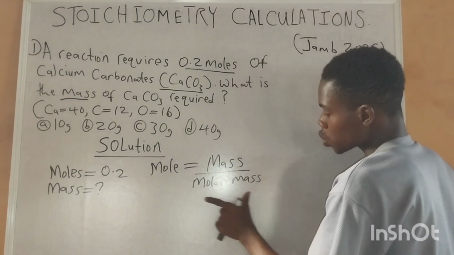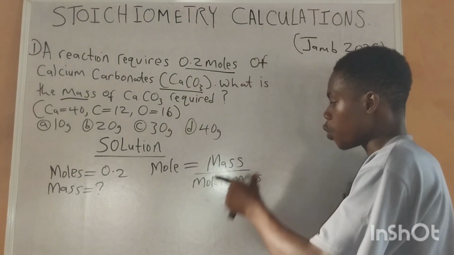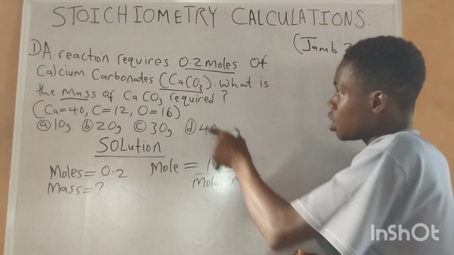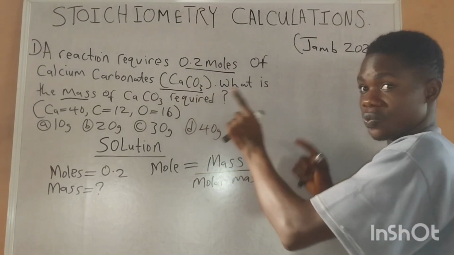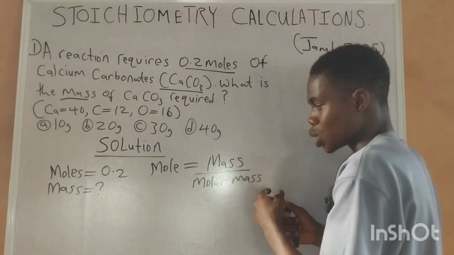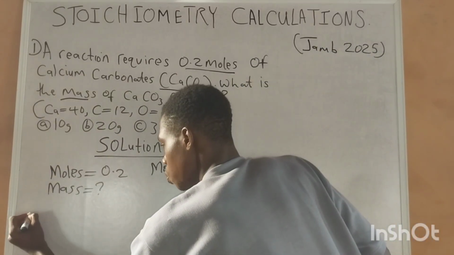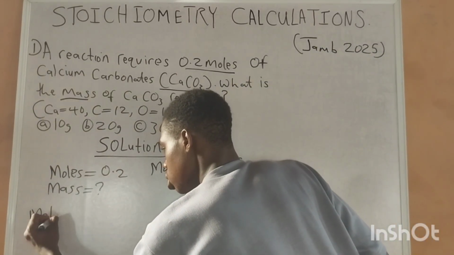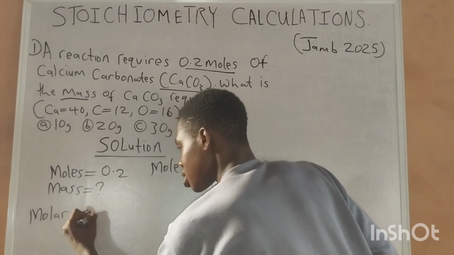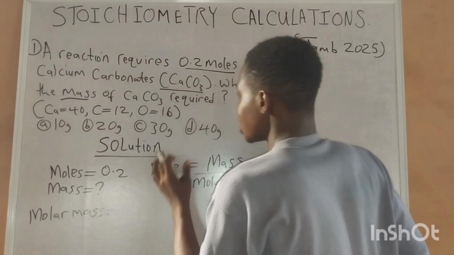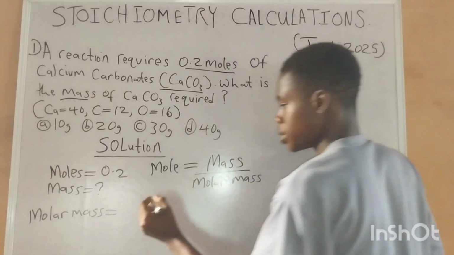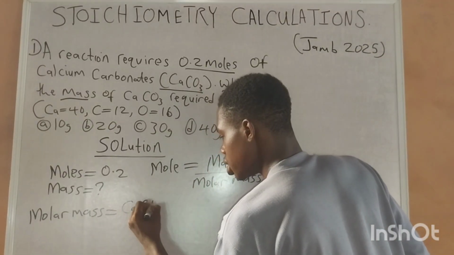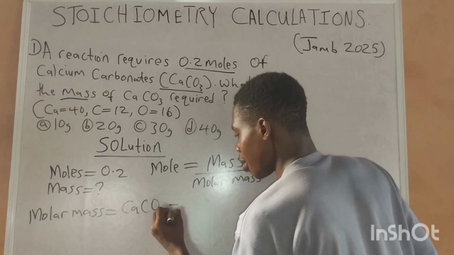And then we are going to look for the molar mass first before we are able to look for this mass. And then we need to use this compound, which is CaCO3, that they gave us in the question, to find our molar mass. So molar mass equal to, now we're going to use this compound, CaCO3, to find our molar mass.